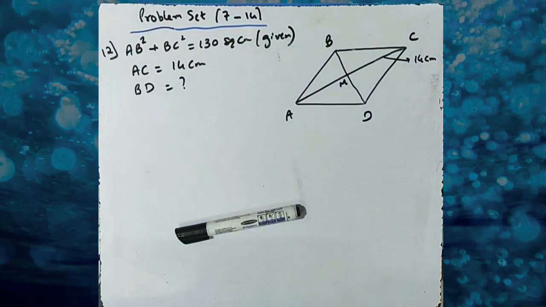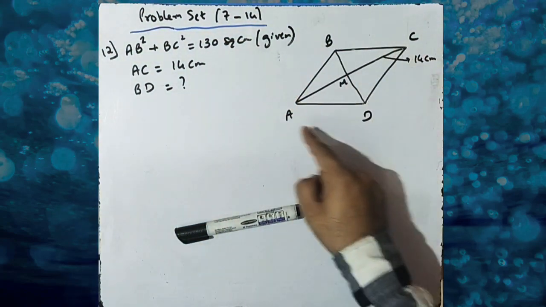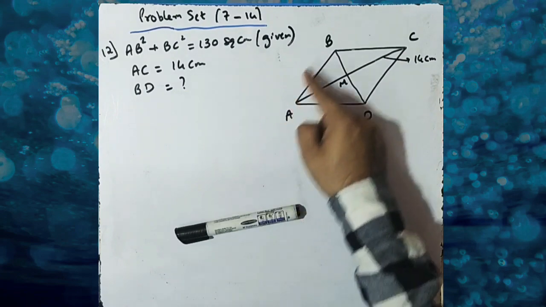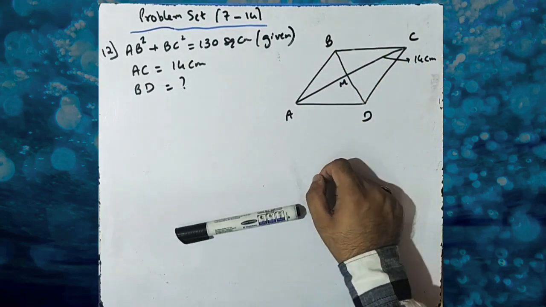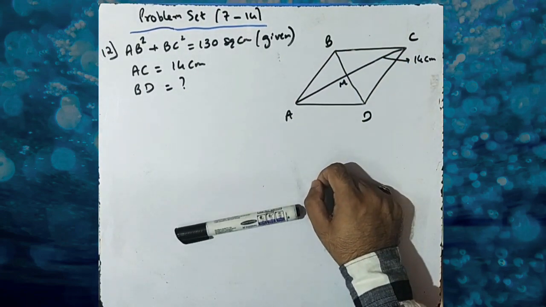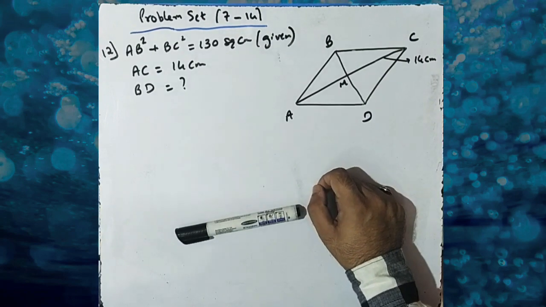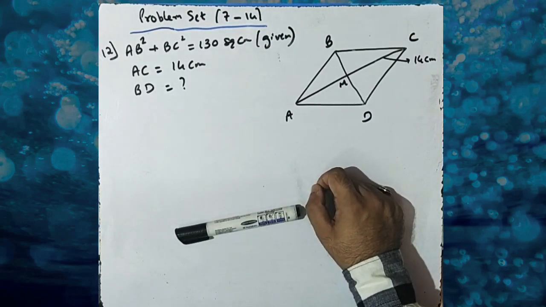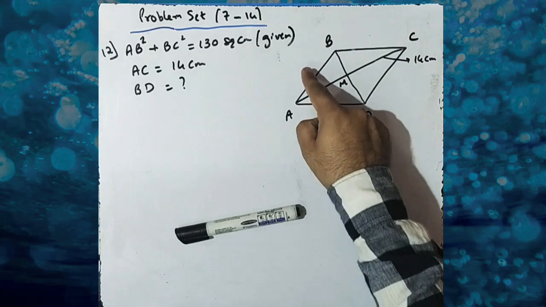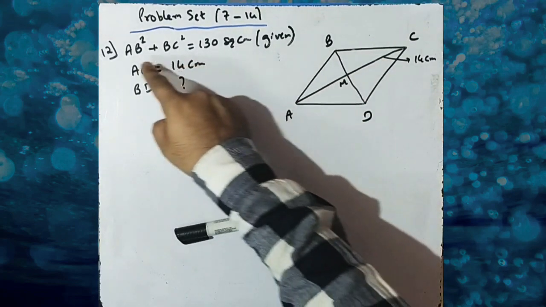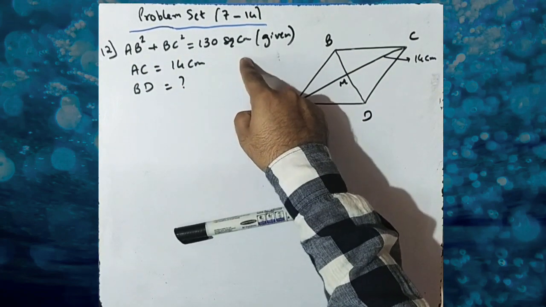In 12th sum, it is given one parallelogram, which I have drawn over here. ABCD is a parallelogram. What else is given? Sum of the square of the adjacent sides is 130. So I have taken AB square plus BC square is equal to 130 square centimeter.